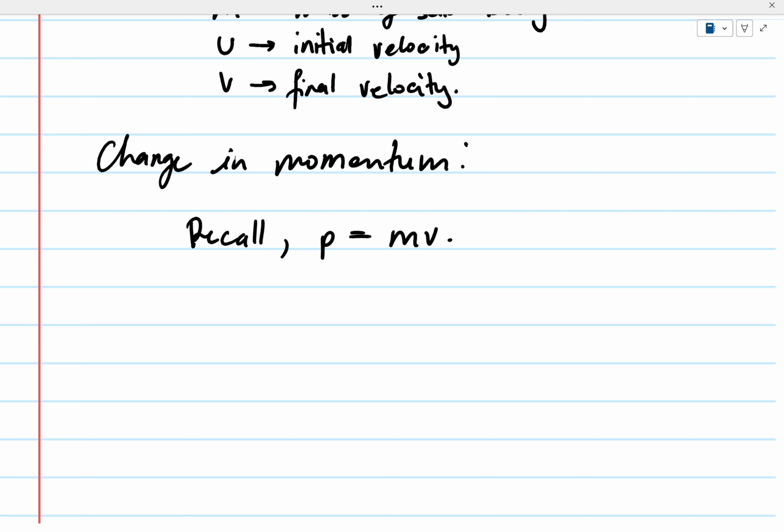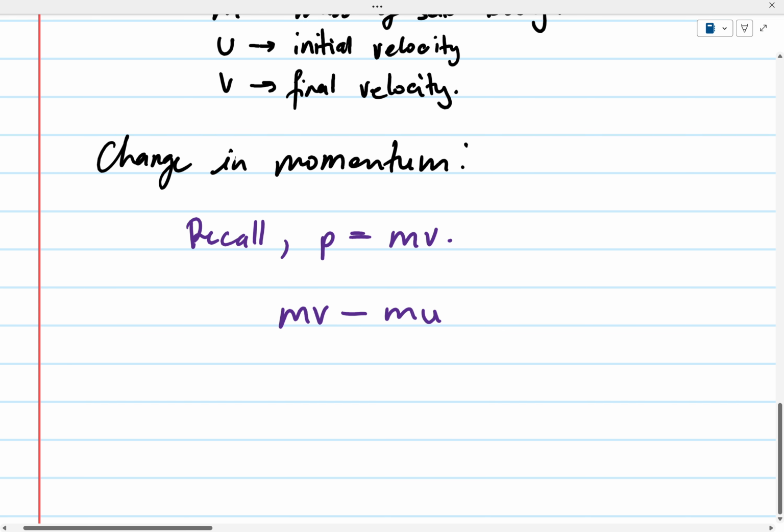So let's look at this. Recall that we have to look at the change in momentum. So the change in momentum would be the momentum of the object with the final velocity, minus the momentum of the object with the initial velocity. Do we agree?